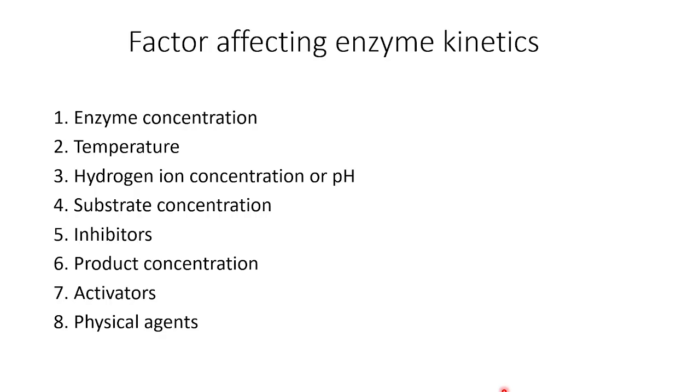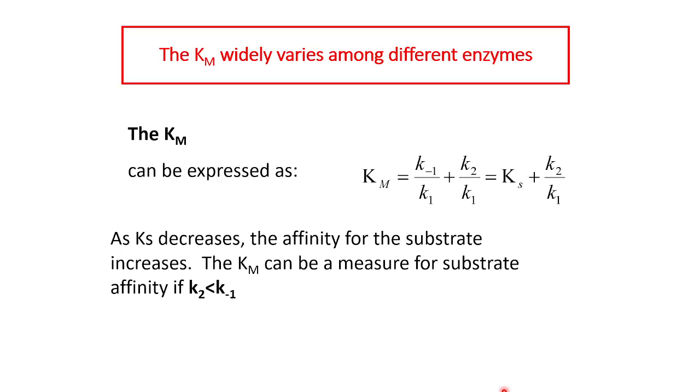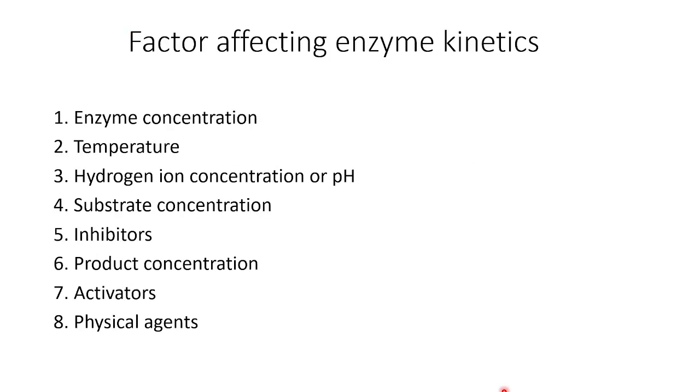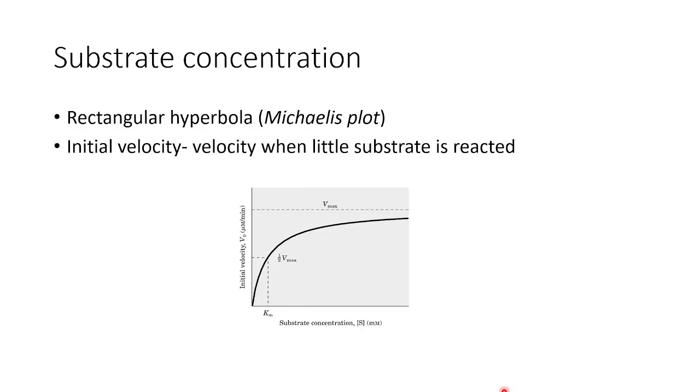So the lower the Kd value, the higher the affinity. The higher the Ka value, the higher the affinity. Similarly, for Km, a lower Km means higher affinity. The factors that affect enzyme kinetics are enzyme concentration, temperature, pH, substrate concentration, inhibitors, product concentration, activators, physical agents, things like that.